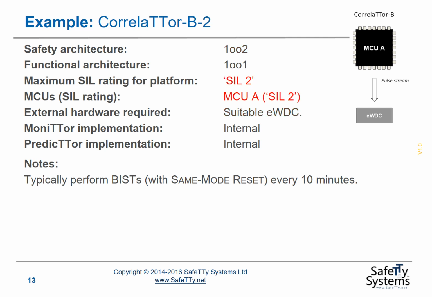This is then a correlator B2 design. This is essentially the same as the last one we looked at, but now we're assuming that we're using a SIL2 microcontroller, which allows us to achieve a SIL2 rating for the platform with this software architecture. The other aspects of the design remain essentially the same in this case.